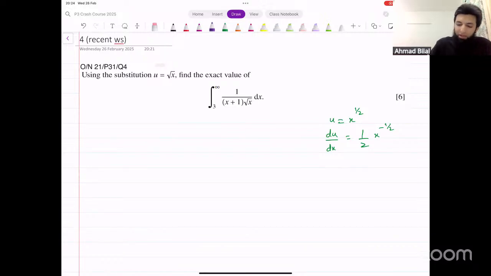Now we also have to replace dx here. How do we do that? Make dx the subject. Let me write it like this first. It becomes 1 over 2 x power 1 over 2, and it goes to the denominator. And then dx can be written as 2x power 1 over 2 du. All right, that's what we have to input there now.